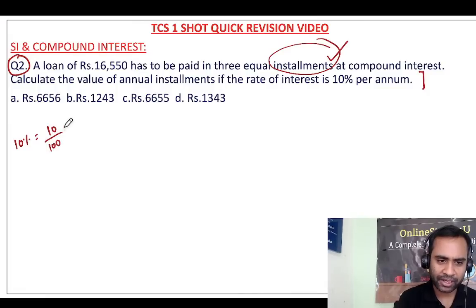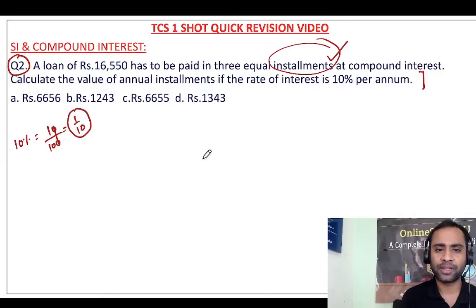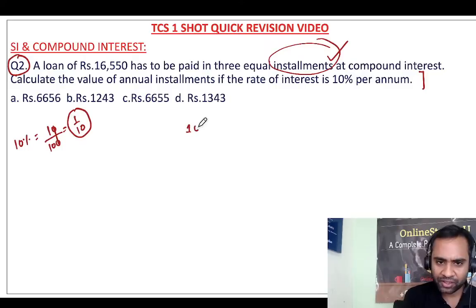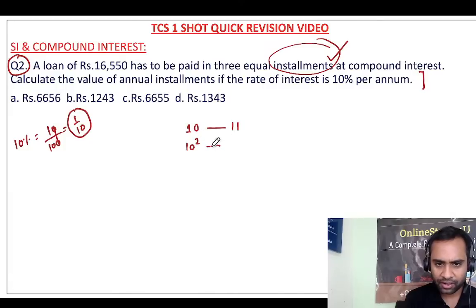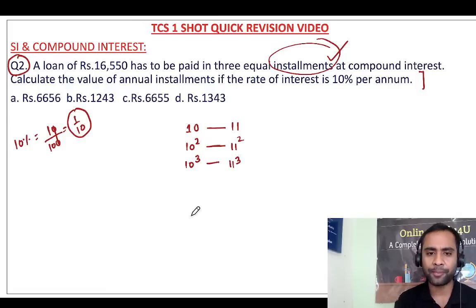So it will be nothing but 10 by 100, which is nothing but 1 by 10. That means if you take 10 rupees as principal, you have to return 11 rupees. Now, if it is asking for 3 years, then 10 square and here it is 11 square; 3 years means 10 cube, 11 cube. You have to go like this.